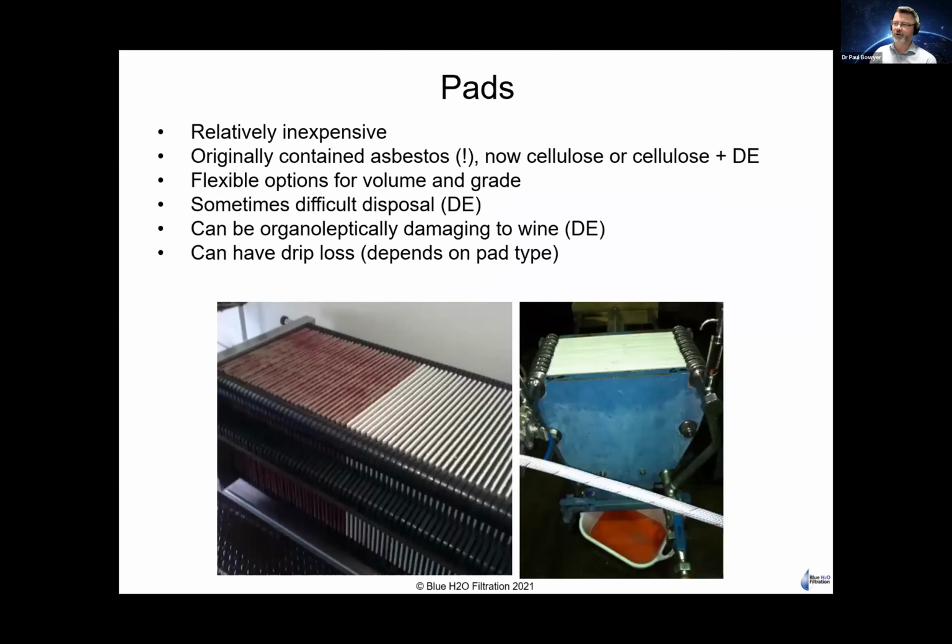In terms of wine filtration, the most common forms that you tend to see around the place are things like pads, which are inexpensive and used to contain asbestos, but for some reason don't anymore. Typically they're either cellulose and DE mixed together or just cellulose. They're very flexible, lots of grades, a bit of a pain to set up, and sometimes to dispose of if they have diatomaceous earth in them, but they're quite a versatile thing.